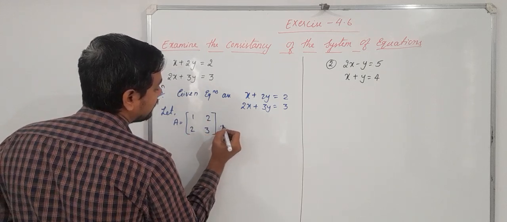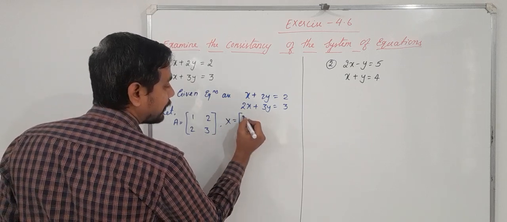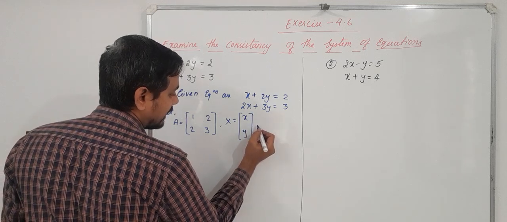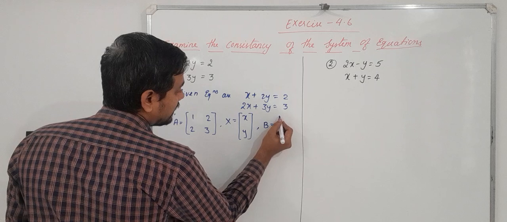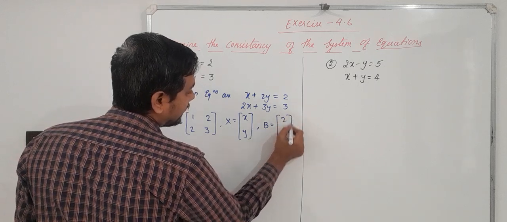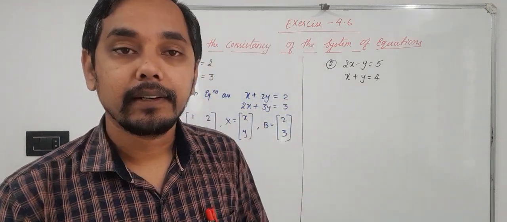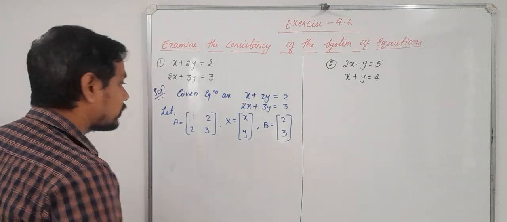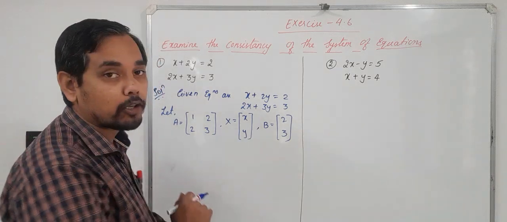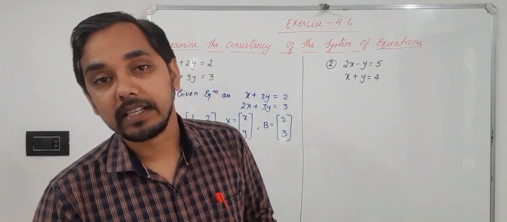This is A. And what is X? It is a matrix consisting of the variables x and y. And what is B? It is a matrix consisting of the constants 2 and 3, right? Okay. So we got matrix A, we got matrix X, we got matrix B. The determinant of matrix A plays a very important role to decide whether the system is consistent or not.